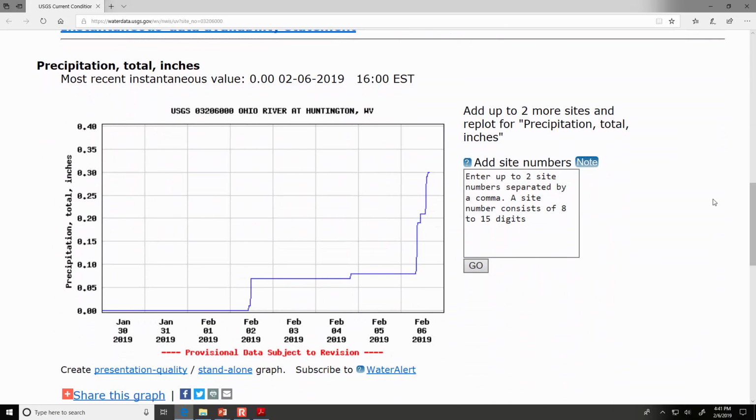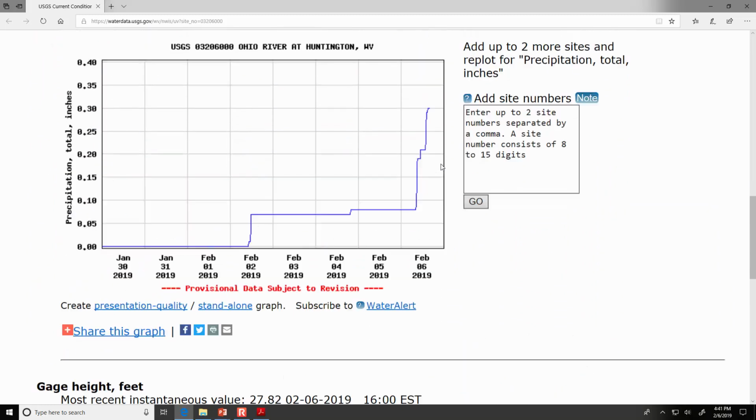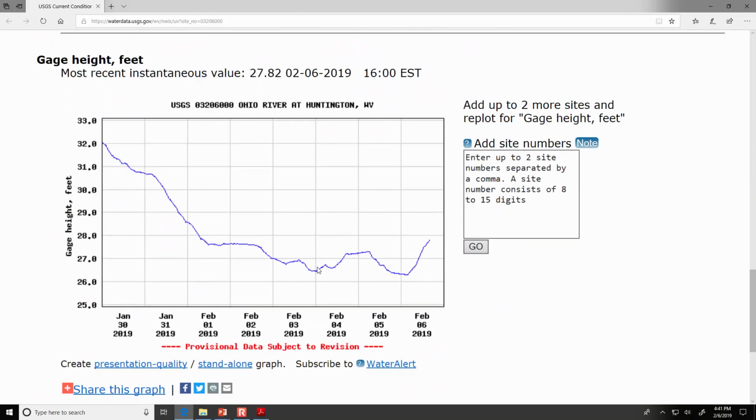But for our purposes, this is showing the last couple of days. So here's January 30th through February 6th. And this is the gauge height in feet. It's rainy today, and what we see is that the water depth is increasing in response to the rain.